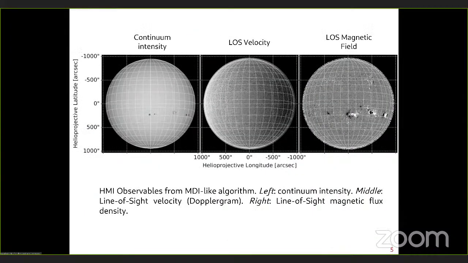The continuum intensity. We often refer to these line of sight velocity maps as Dopplergrams, and they are the ones we use to study those oscillations in the sources.